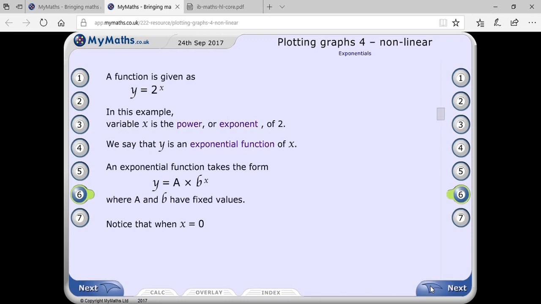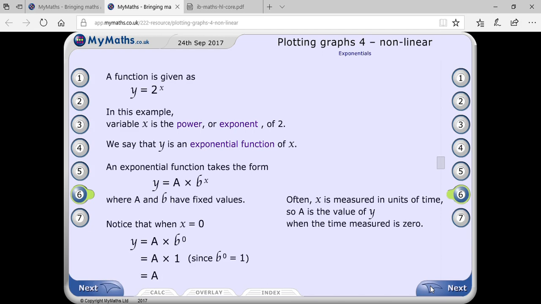Now one by one we have to plug in the value of x equals 0, 1, 2, 3, 4. So y equals, when you plug in 0, you will get a. So a is sometimes called the initial value.